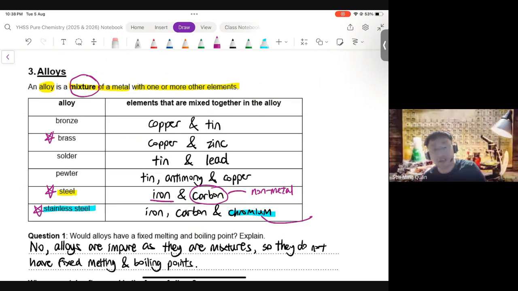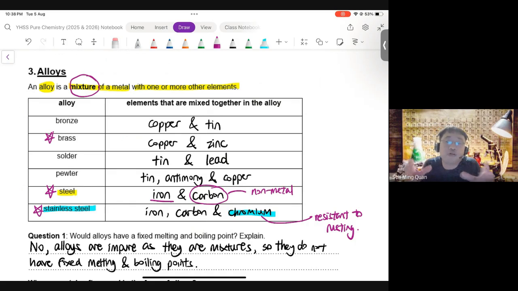Chromium makes it resistant to rusting. So, iron typically can rust in the presence of water and oxygen, which is all around us. There's water vapor in the air, there's also oxygen in the air. So, if left out in the open, iron will rust. However, stainless steel ensures that it's resistant to rusting. How does this work? It's because of the chromium.